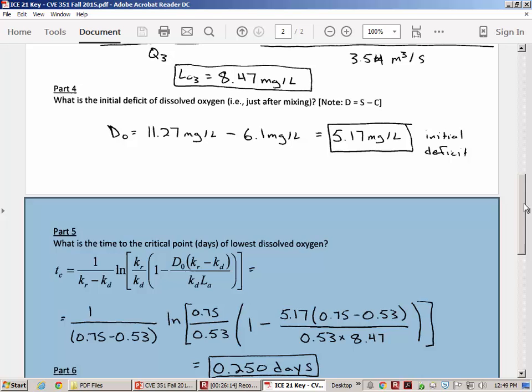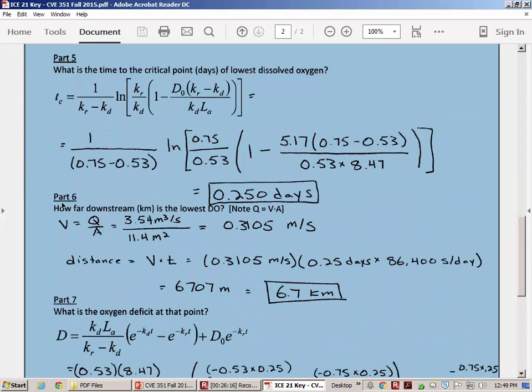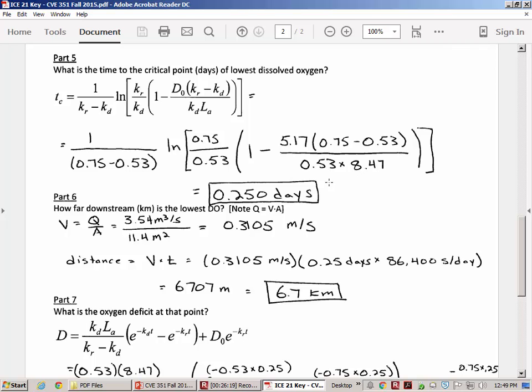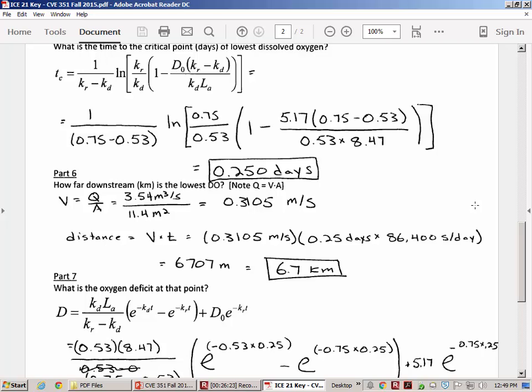All right, we're running low on time, so let me show you the rest of the solution here. 0.25 days is how long it takes to flow to that critical point, which is 6.7 kilometers. If you know the velocity and the time, you just multiply them together and find the distance. So 6.7 kilometers, that's the place we need to be the most worried about. That's where the lowest dissolved oxygen is going to be. After that, the dissolved oxygen is going to be going back up again. But this critical point is 6.7 kilometers from where the wastewater comes in.